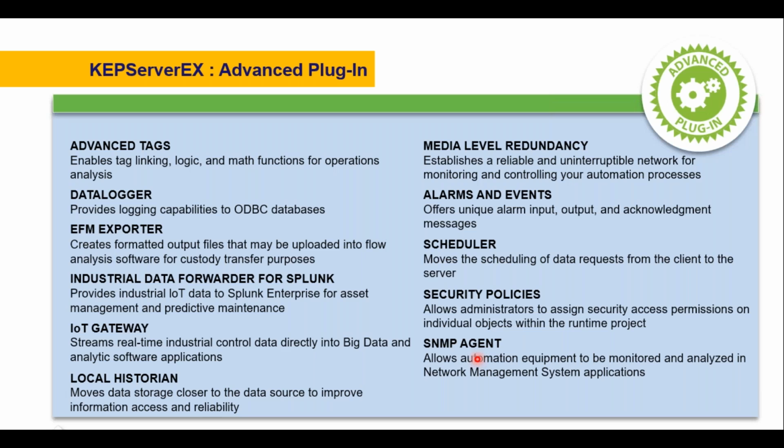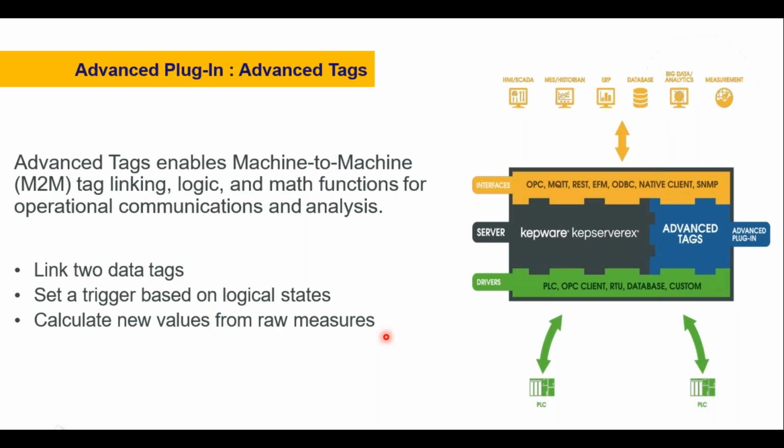Next are the advanced plugins which are available. Apart from just data collection and data sources, you have advanced plugins available. For example, there is something called advanced tags, where you can do some mathematical functions over the data before passing it on. We have DataLogger, EFM export, and there are many more. The most important is the IoT Gateway, which helps you share your data with cloud platforms, and there are other things. We will be seeing these one by one.